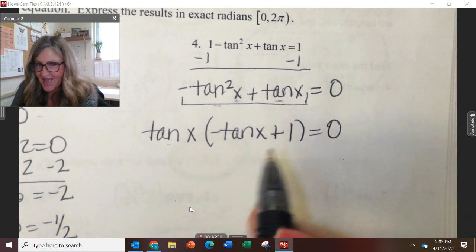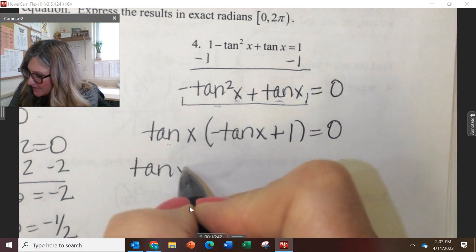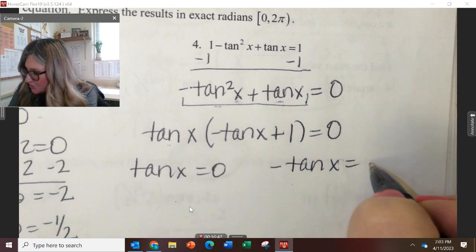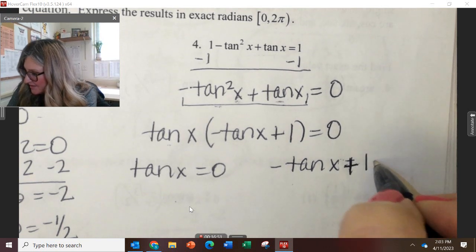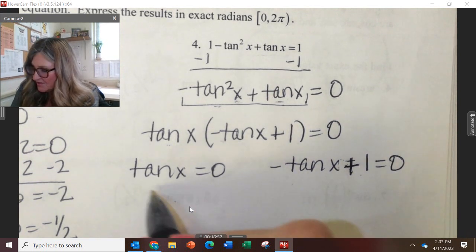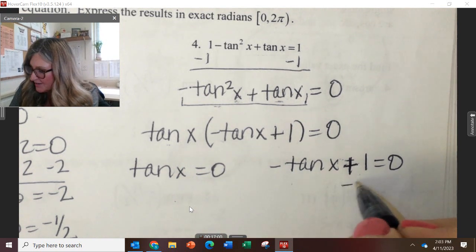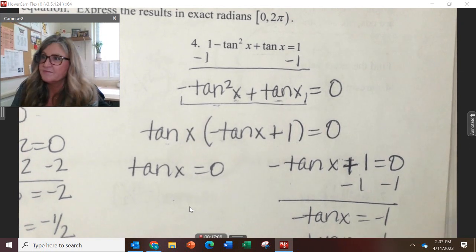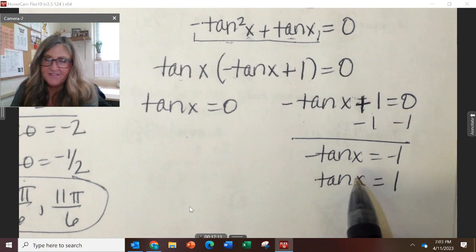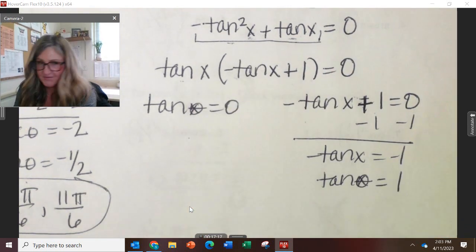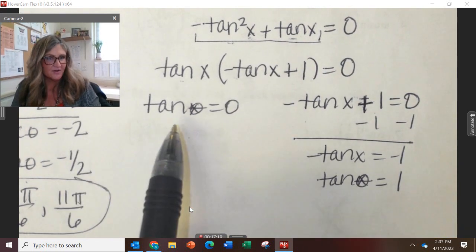Once we have the equation factored, we set tangent x equal to 0, or we set negative tangent x plus 1 equal to 0. I'm just setting that equal to 0. So this one is already solved, but this one I would have to subtract 1 and then divide by negative 1. All right, now remember, if this gets confusing, if you don't like this being an x, just change it to a theta if you want. It's just the unknown, okay?